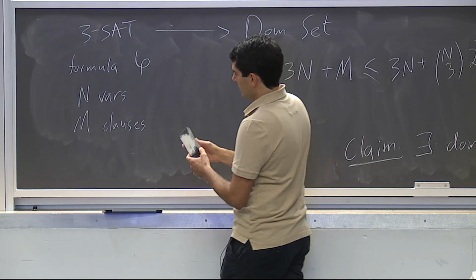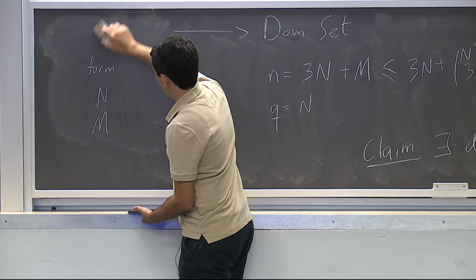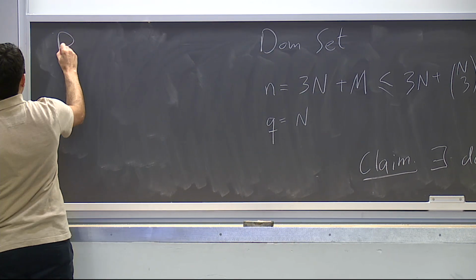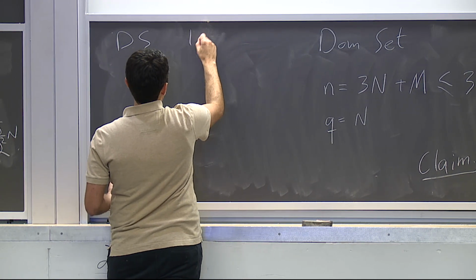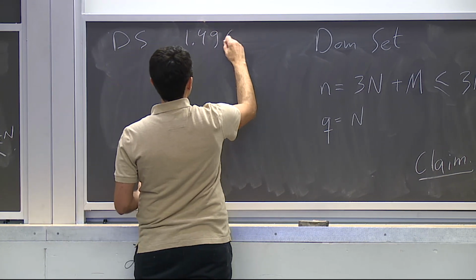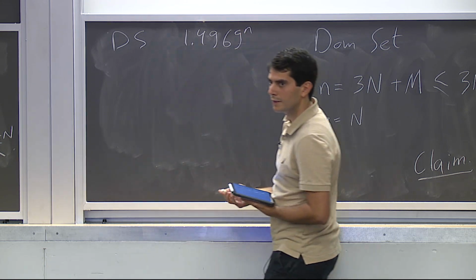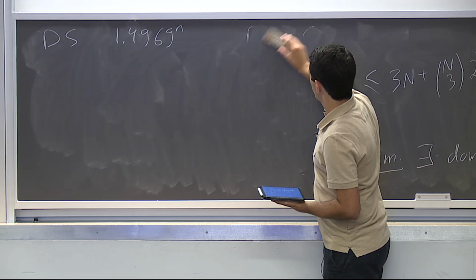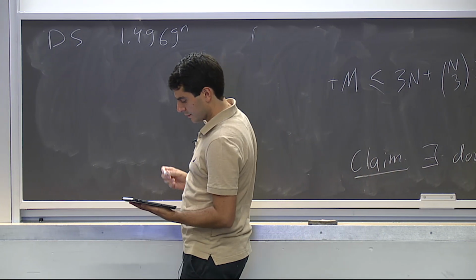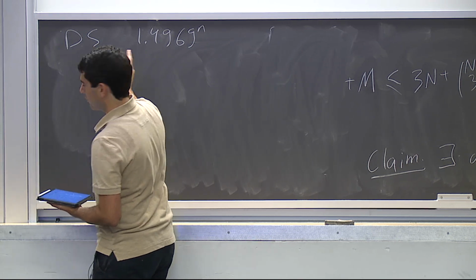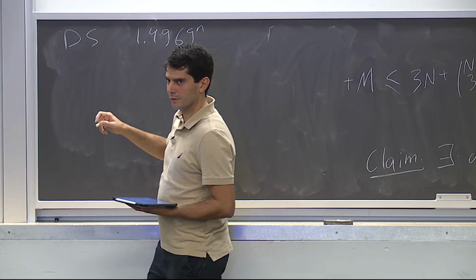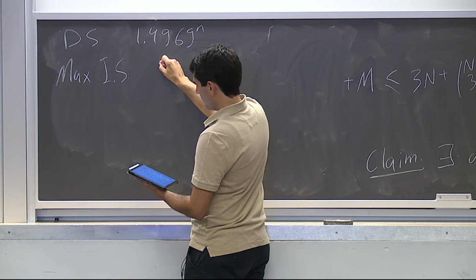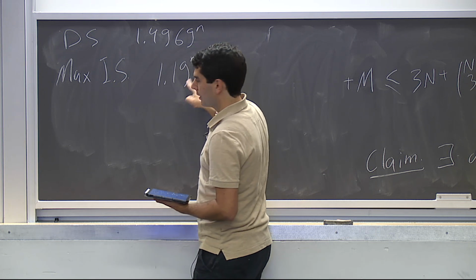So dominating set, it turns out you can do something non-trivial there. For dominating set, you can do 1.4969 to the n. I'll try to find the reference and put it in the notes. I don't have it here, but it's hard to find them because they improve with time a lot. For maximum independent set, there's something like 1.119 to the n.